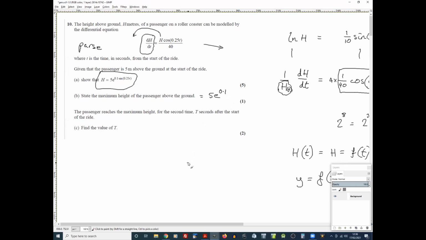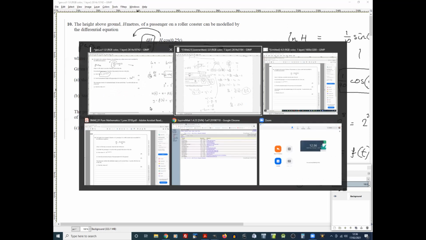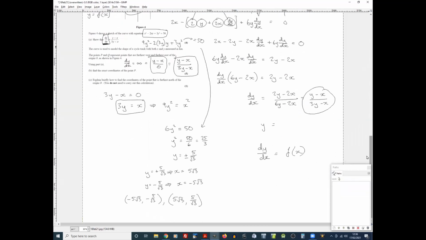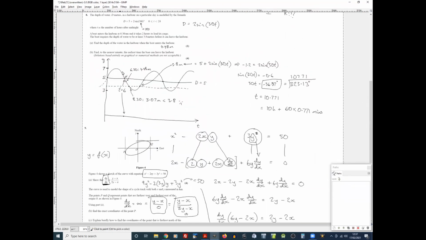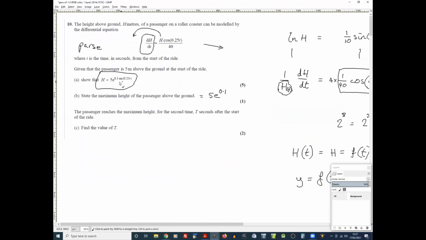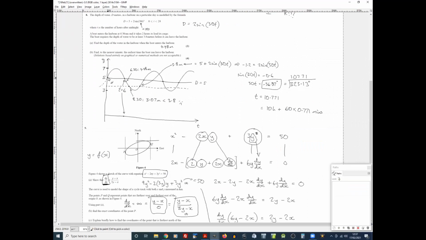Okay, and the passenger reaches the maximum height for the second time t seconds after the start of the ride. Find the value of t. So we've got here the function. So we've got a choice between, the same as yesterday, a choice between, but we can have both. This kind of story, because it's sine, isn't it? So it is going to start with a t value of 0, where the sine part of it is 0.